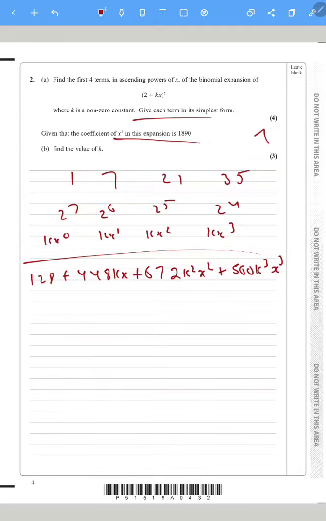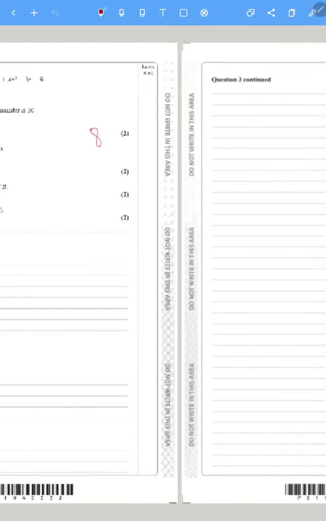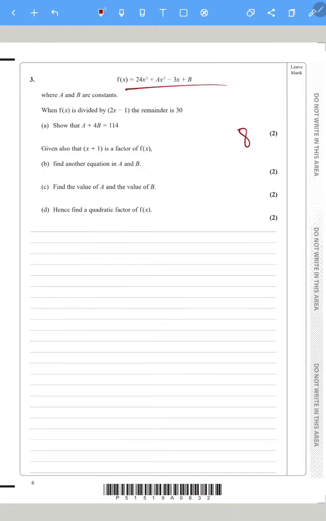Coefficient of x cubed is that, so 1890 equals 560k cubed equals 27 over 8, k equals 1.5, done. So that's the 7 marks there, easy. So that one, divided by that, the remainder is 30.